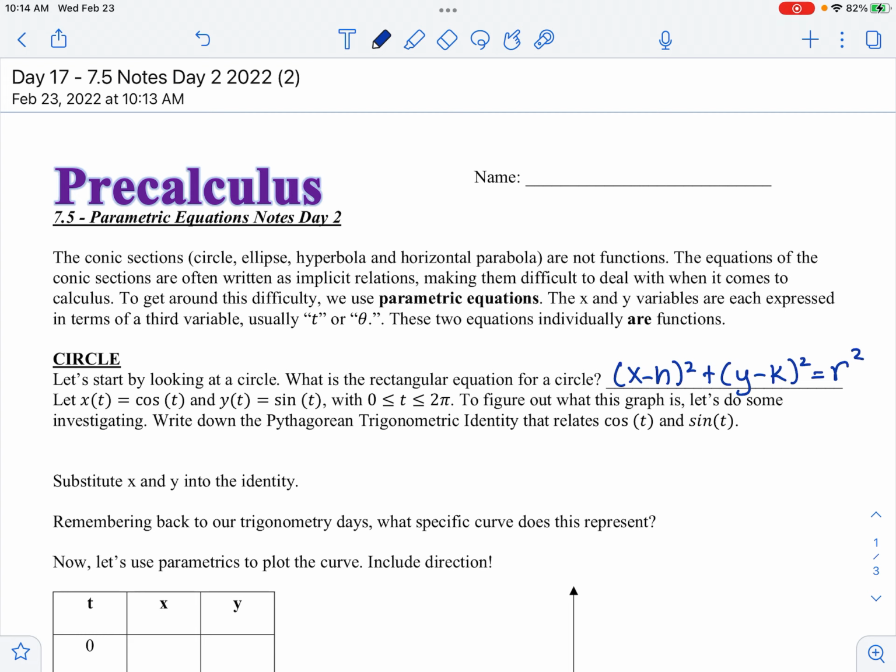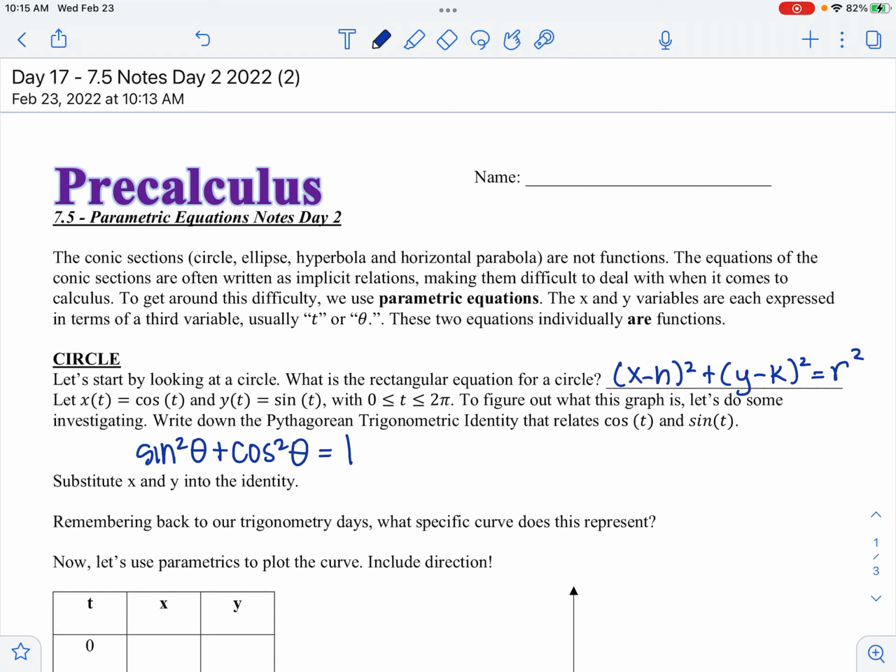It says let x equal cosine of t and let y equal sine of t, with t between 0 and 2 pi inclusively. To figure out what the graph is, let's do some investigating. Let's write down the Pythagorean trigonometric identity that relates cosine and sine. Remember we learned 3 identities last semester, and one of them had sine and cosine in it. That one is sine squared of theta plus cosine squared of theta is equal to 1.